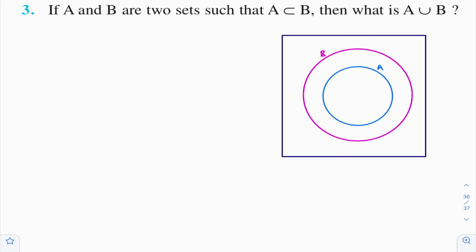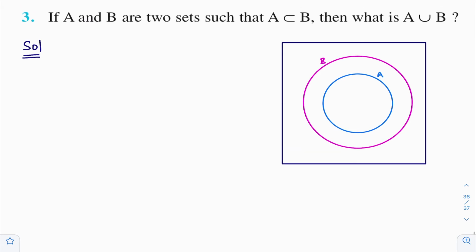You observe here a Venn diagram is there, in which two sets are there, set A as well as set B. You observe this is set A, the smaller set, and this is set B, the bigger set. This itself indicates that A is a subset of B. Look here in the third question, they have given that A is a subset of B. When A is a subset of B, what is A union B?